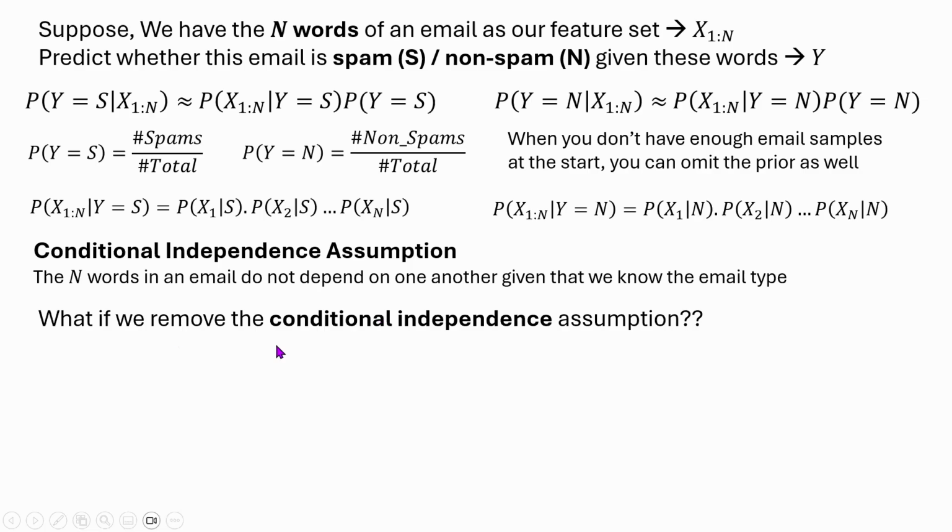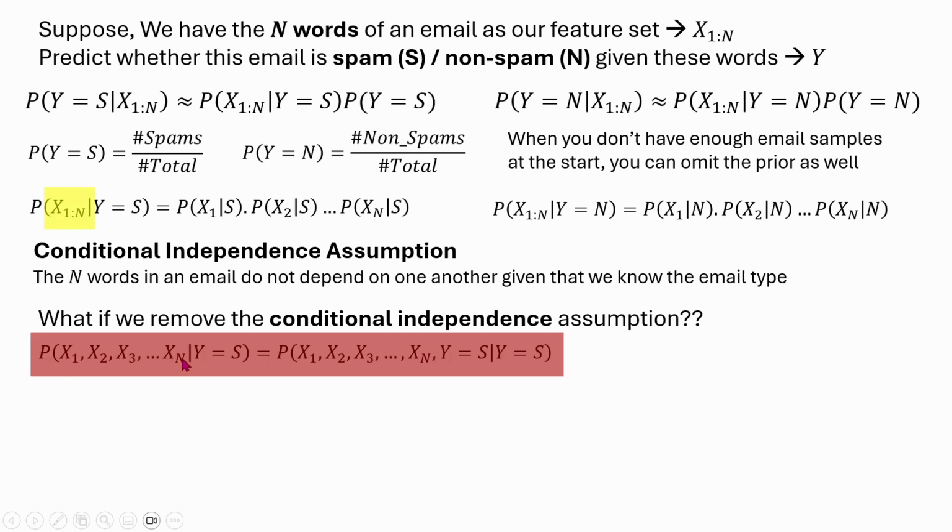Okay. But the question is, what if we don't want to put this assumption? What happens then? In that case, the formula changes. First of all, let's break this down. So x1 to n, we can just expand it. And obviously the email is spam, so we can put the spam email here as well. This will be an AND condition given y equal to s.